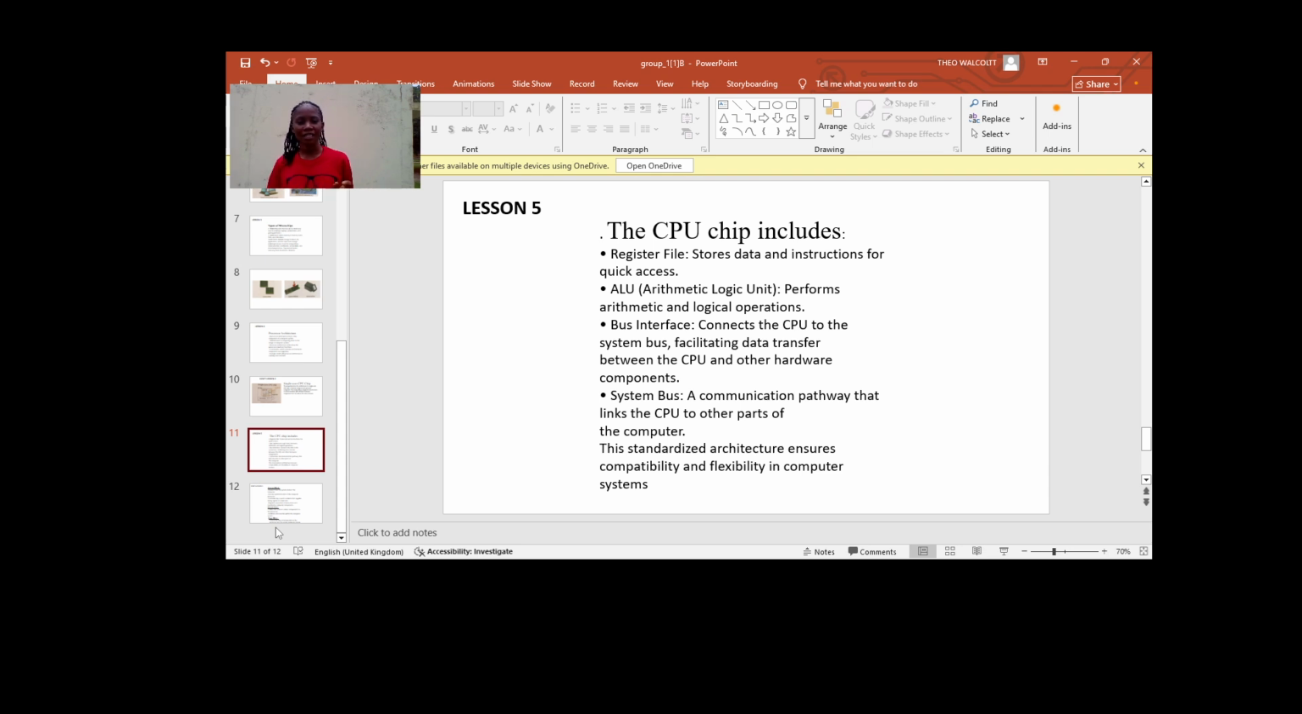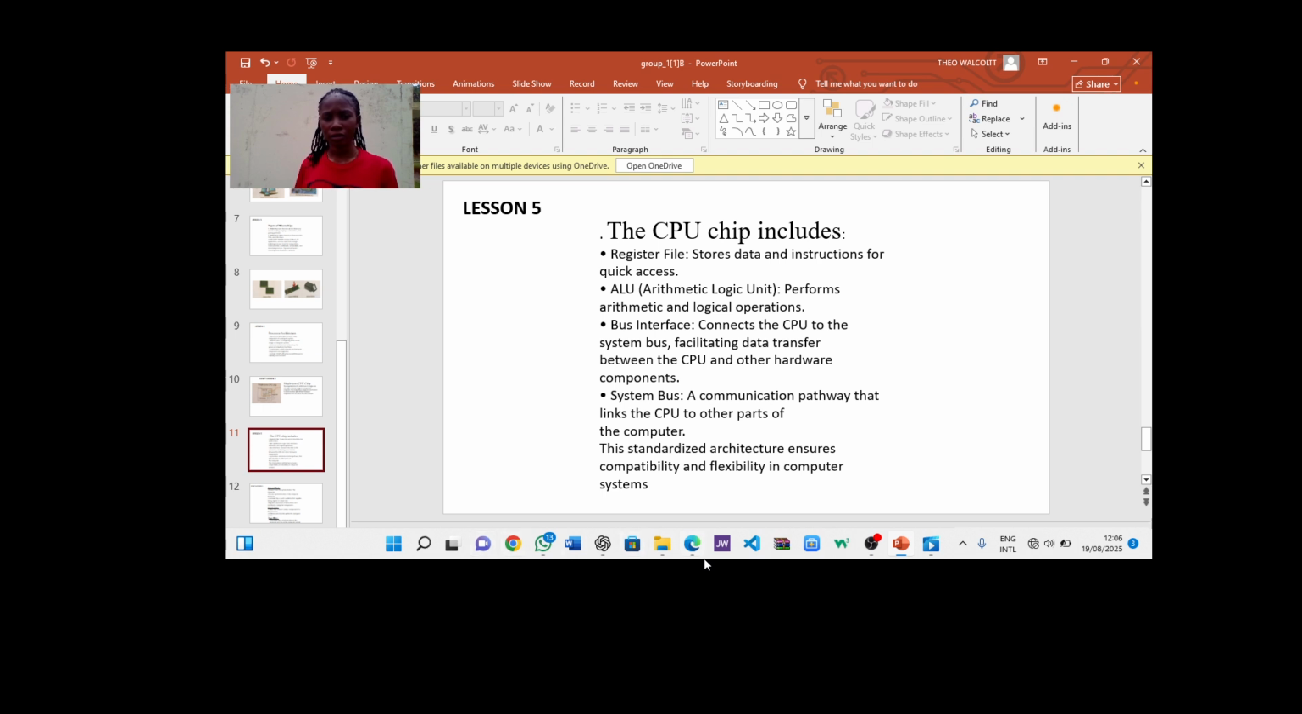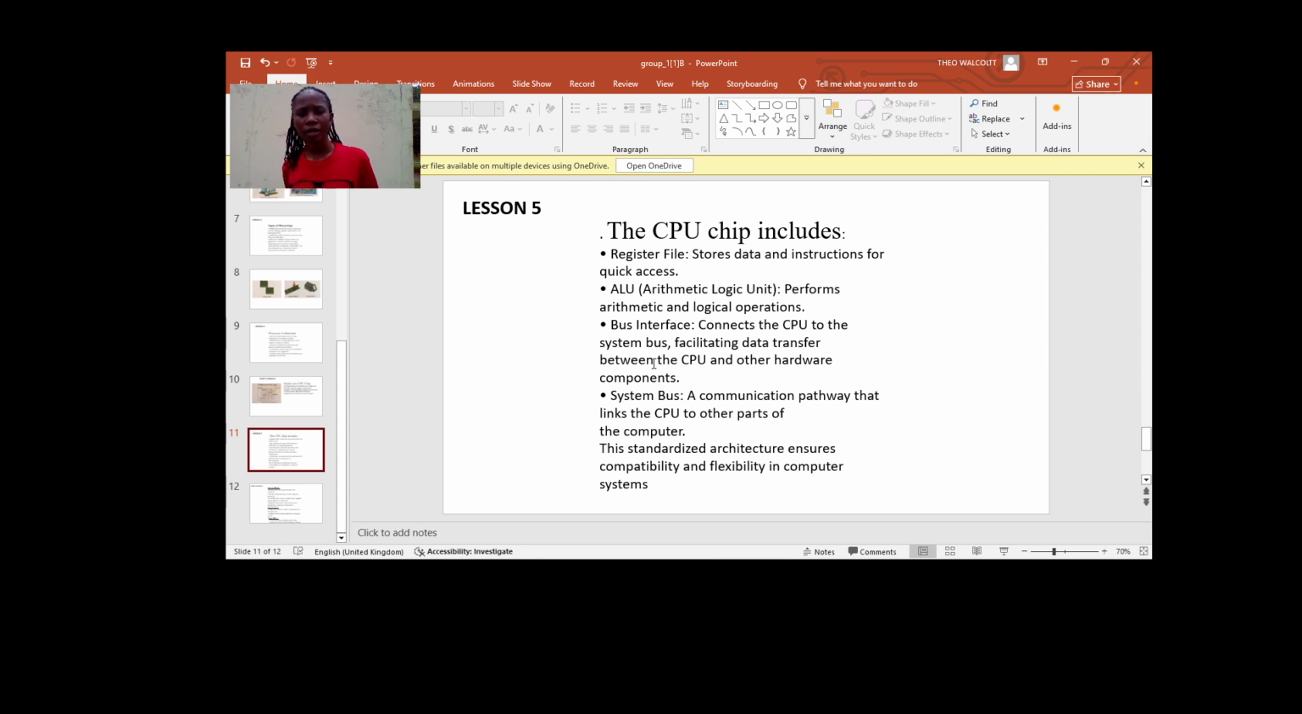So we are in the last session of this lesson. This lesson talks about the chip. It talks about what CPU chips include. So the first one is the register file, that stores data and instructions for quick access. Second, ALU, that's the arithmetic logic unit. This unit performs arithmetic and logical operations.